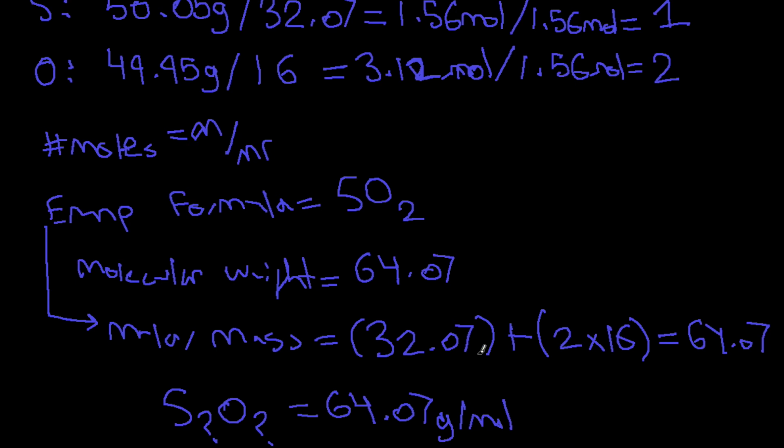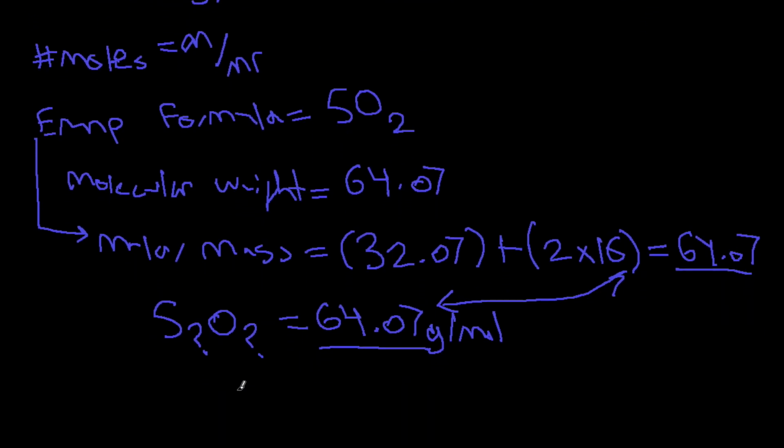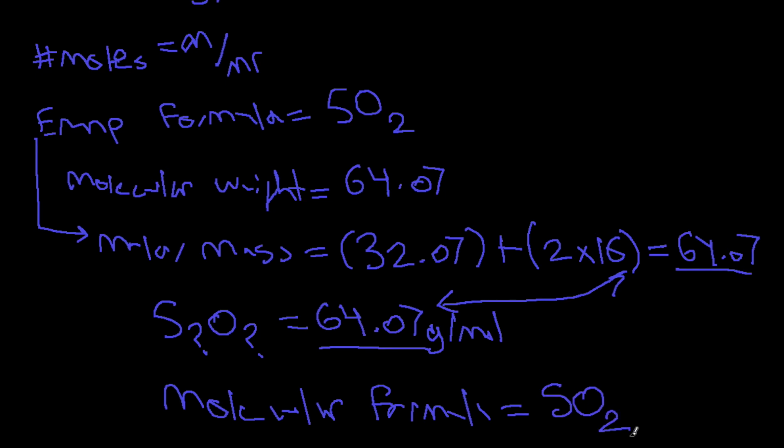So just looking at both the answers that we got, 64.07 for our empirical formula and 64.07 for the molecular formula. Now both of these have the same molecular weight, and based on that we can infer that the empirical formula and the molecular formula are the same. So our molecular formula is in fact going to be sulfur dioxide. 1 sulfur atom and 2 oxygen atoms. Let's move on to the second question.